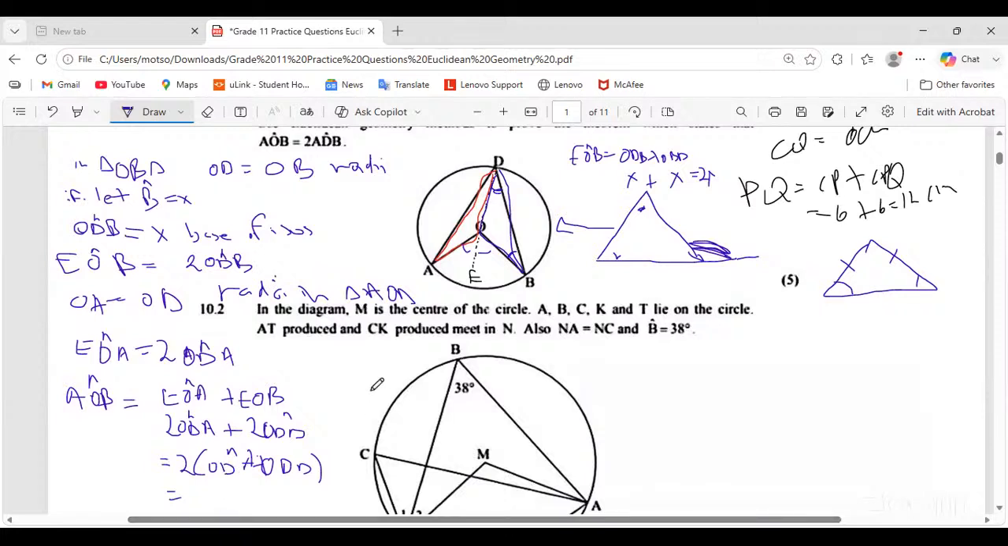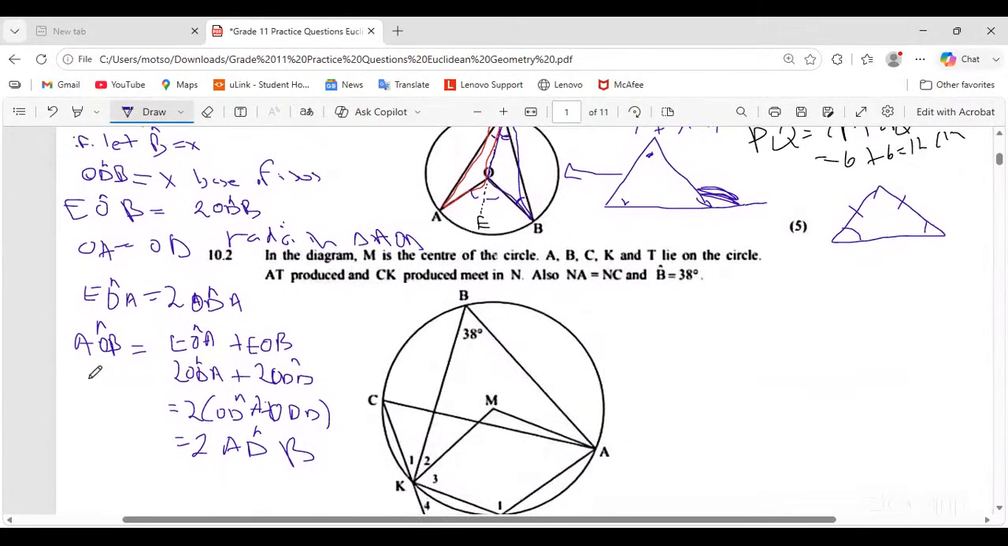Now, ODA is that part there, which is this one. And ODB is this part, of which this sum is equal to ADB. Now you have proved that angle AOB is equal to 2 times ADB. You have proved that an angle at the center is 2 times the angle at the circumference, right?